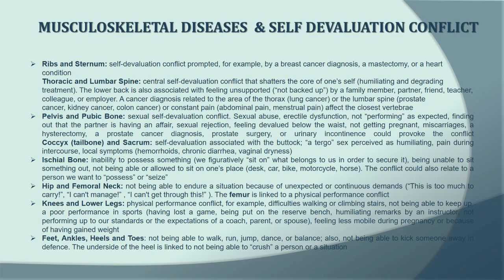Knee and lower leg problems come from a physical performance conflict, for example, difficulties walking or climbing stairs, not being able to keep up, poor performance in sports, like when you lose a game, you're being put on the reserve bench, humiliating remarks by your instructor, not performing up to your own standards or expectations, or the expectations and standards of your coach, parent, or spouse. Feeling less mobile also during pregnancy or because you have gained weight.